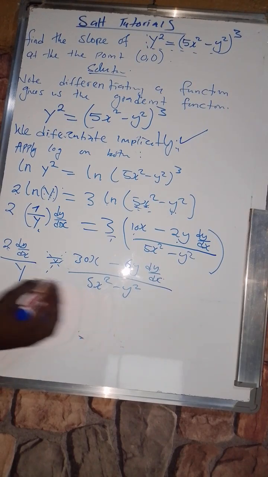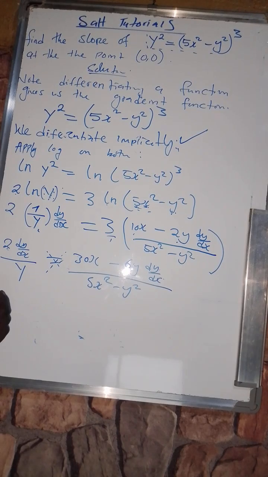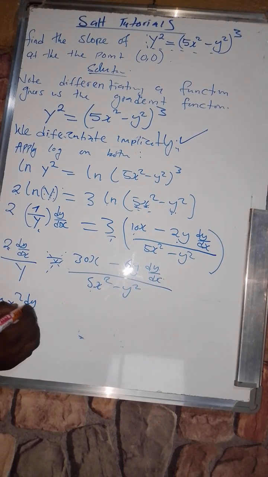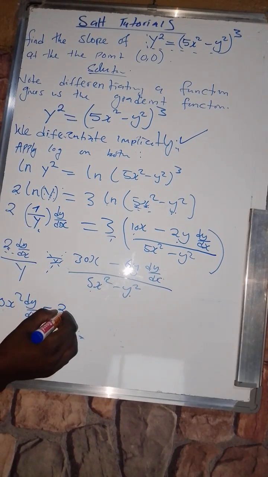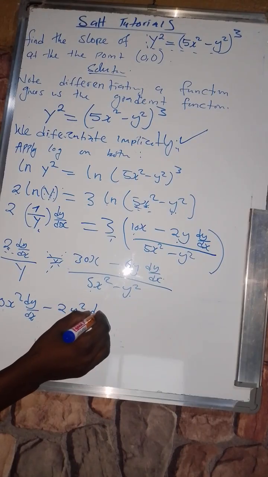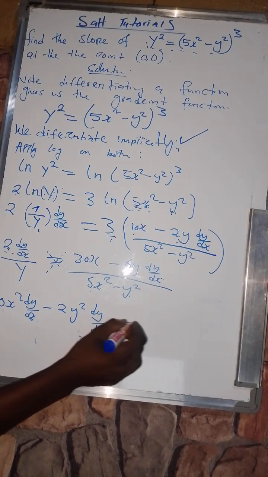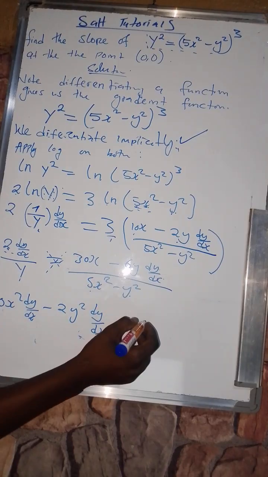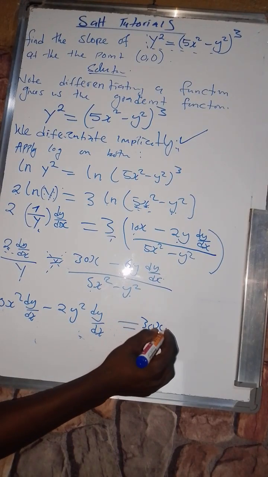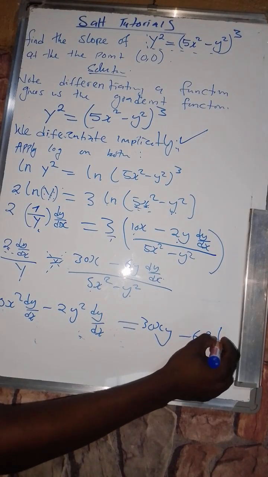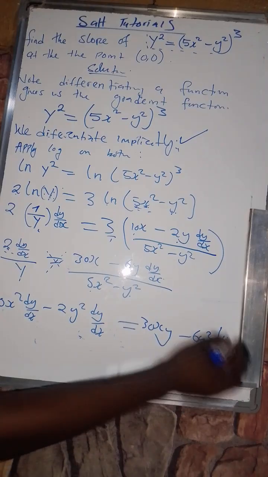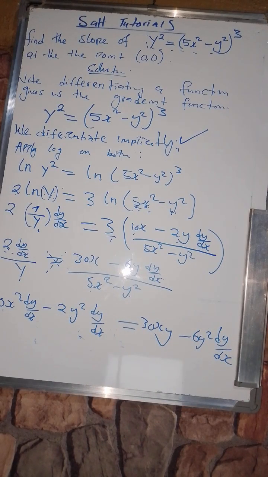So I'm going to have 2 times 5, this will be 10x squared dy/dx, this times this to be negative 2y squared dy/dx is equal to y times this is 30xy, y times this is negative 6y squared dy/dx. Then let's now group like terms.